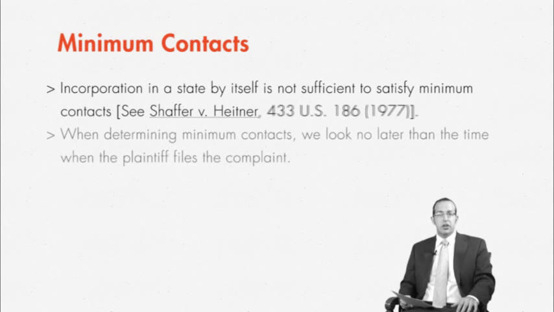When assessing whether an organization has minimum contacts, we look no later than the time when the suit commences, which the federal rules define as the time the plaintiff files his complaint. The defendant cannot defeat jurisdiction in the middle by breaking all ties to the forum state, such as by moving out of the state. Now, typically, we're actually going to look before the plaintiff files.